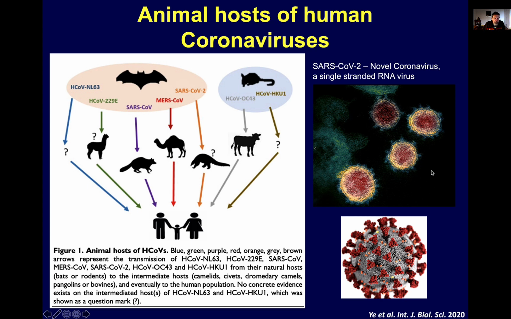On the right here, you can see an electron micrograph of SARS-CoV-2, which is a novel coronavirus and a single-stranded RNA virus. And this is an artist's rendering of the actual virus particle, showing in red here the spike proteins, which are used to make their way into cells in the human body, where the virus can reproduce and cause disease and infectiousness.